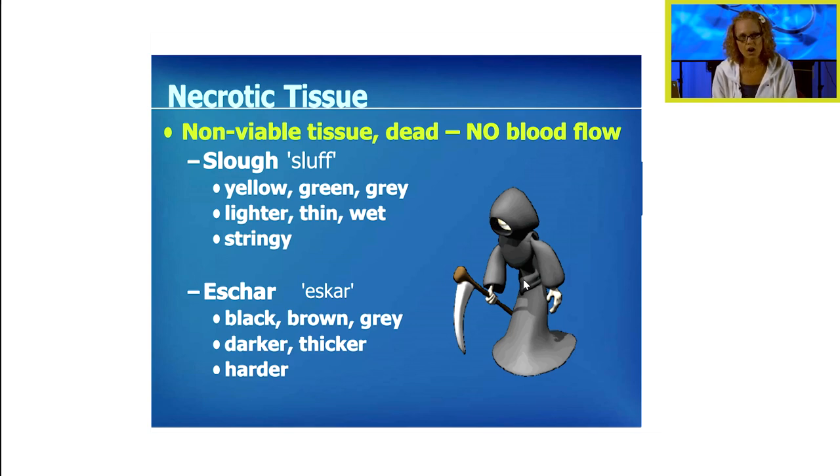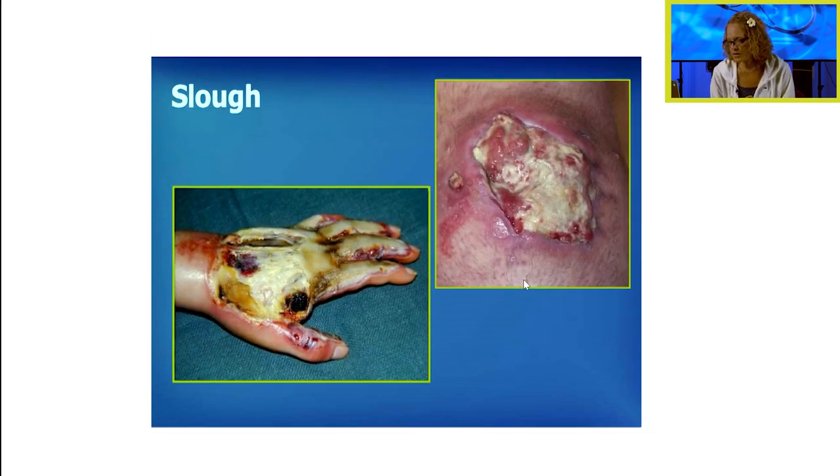And then eschar is the black, brown, gray. It's kind of a darker, thicker, and harder type of tissue. Both of them are not tissue that is going to be good for healing because we've got no blood flow here and we've got dead tissue. So let's take a look at what some of these tissues look like. Here is an example of slough. You can see it here in this hand and in this other wound.